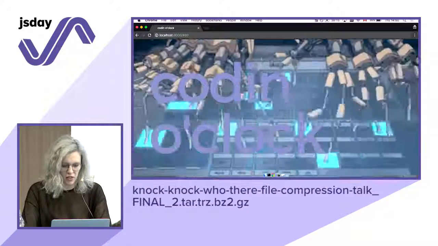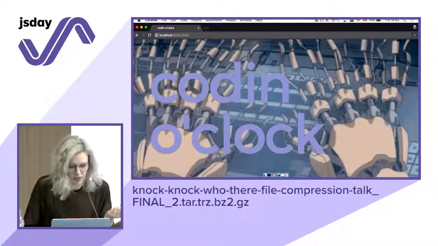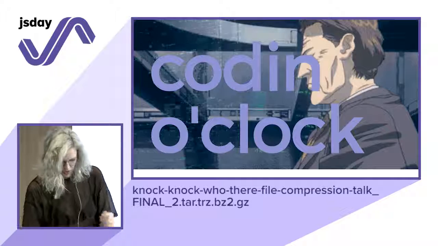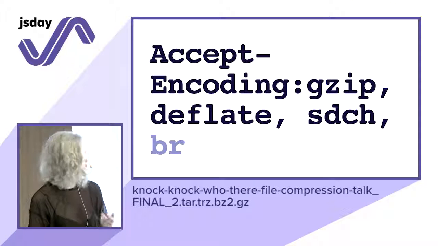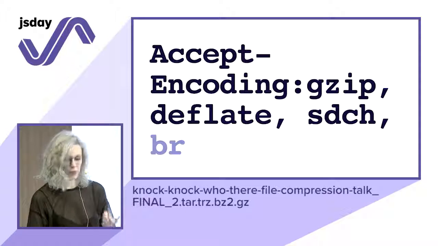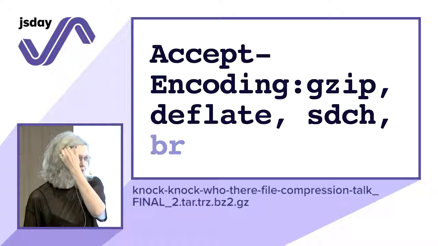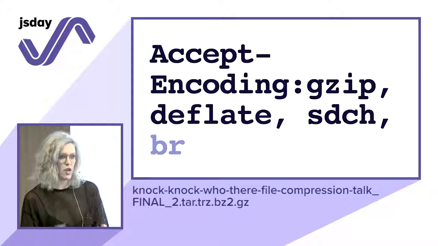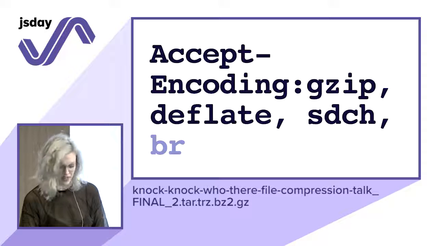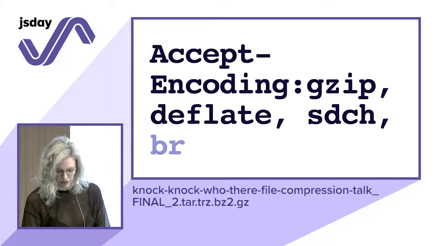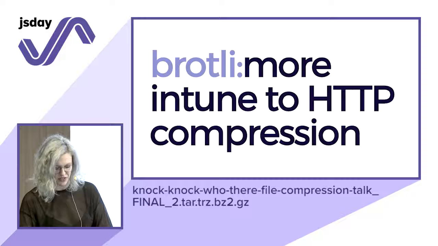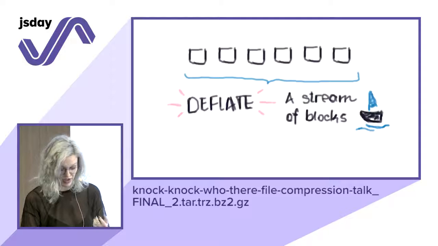But let's look at another algorithm I wanted to show you, and this one's called Brotli. What Brotli is, it's a newish algorithm that's come out. Google put it together, and now all four major browsers accept it. If we look at it, it's specifically meant for HTTP compression. So it has a stream of blocks, just as deflate does.